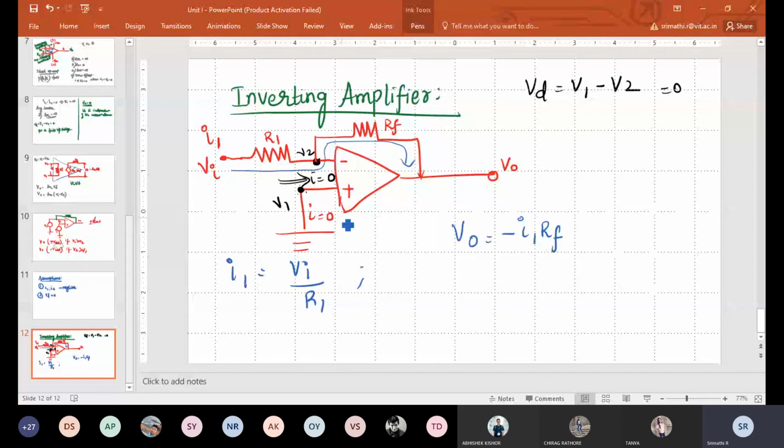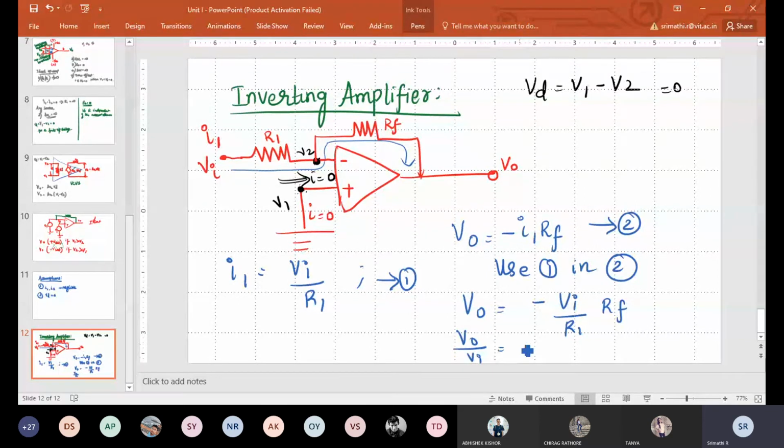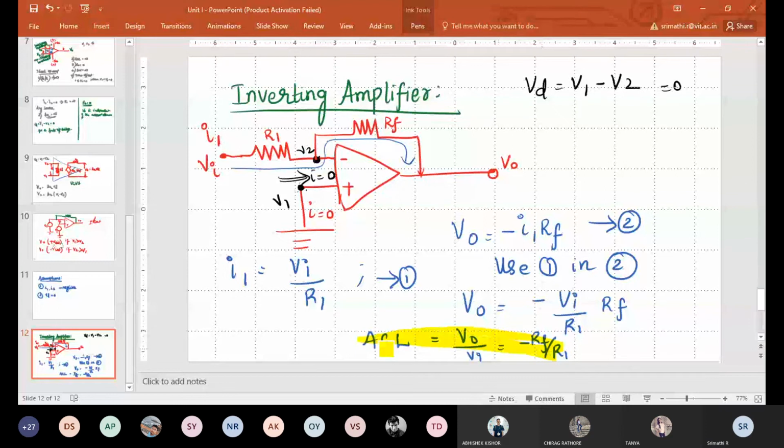I can substitute. Let me write this as equation number 1, and this is equation number 2. Using 1 and 2, V0 is equal to minus of Vi by R1 into RF, so V0 by Vi is equal to minus of RF divided by R1. This is said to be the closed loop gain, ACL, of the inverting amplifier.